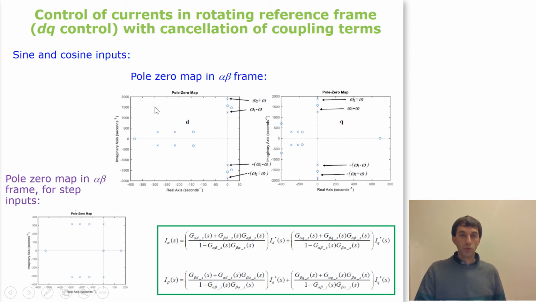And if we compare these poles with the poles that we obtain for step inputs, we realize that the transient poles, or natural response poles, are exactly the same here and here. Again, the scales are different, but they have the same real parts and the same imaginary part, which is again the frequency of the grid, in this case 314 radians per second. So here you have the equivalence, the parallelism.